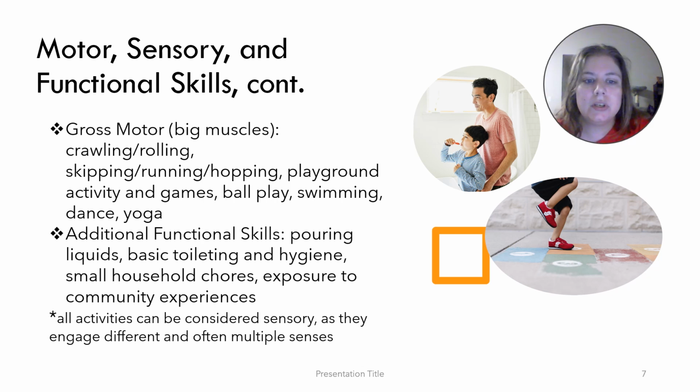And then just exposure to community experiences, taking them out as often as you can to the library, to the grocery store, to the playground, to the doctor's office, to visit a friend that's not theirs, engaging them and being out in the community, being used to being around people, being used to different varying expectations of behavior. These are all really things that need to be worked on with young children. Knowing when it's okay to run and when it's not, knowing when it's okay to get loud and when it's not. All of these activities are sensory because they engage different and multiple senses.